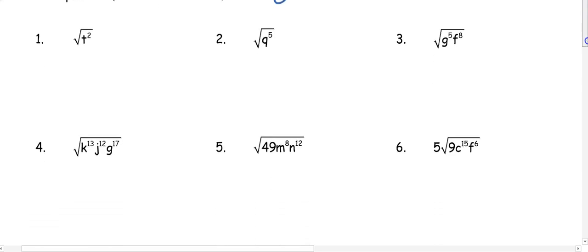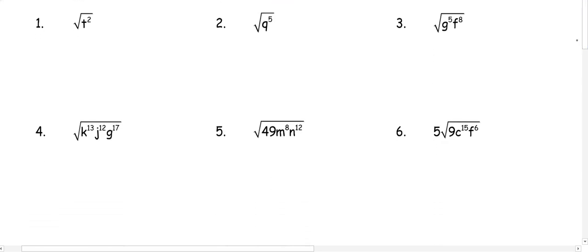So in number 1, we have the square root of t squared. Remember that t squared is even, so I'm just going to divide by 2, and I get t to the first, or just t. Number 2, q to the 5th. Well, 5 is odd, so one of them is going to have to stay under the square root. And when I subtract 5 minus 1, that stayed under, I'm left with 4. So half of 4 is then 2. So I have q squared root q.